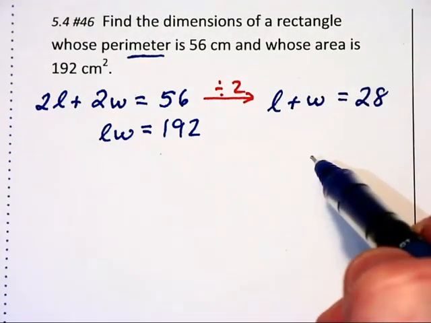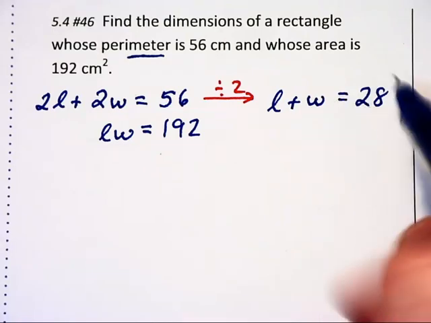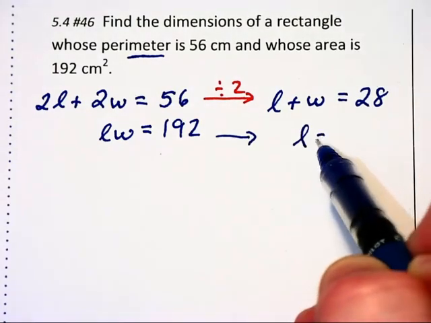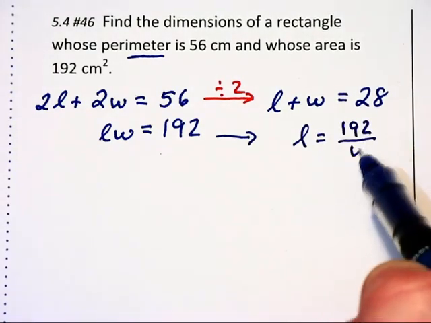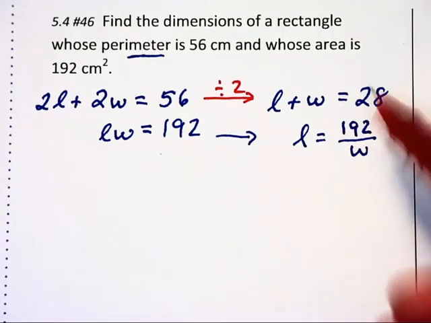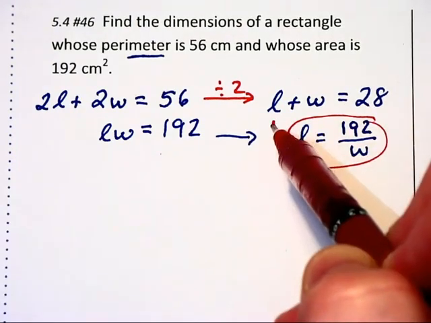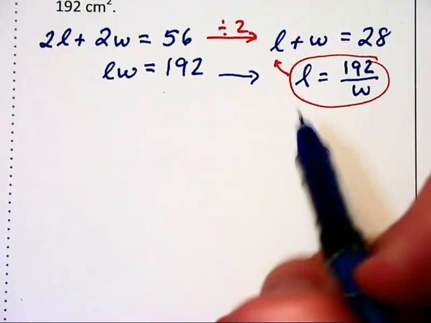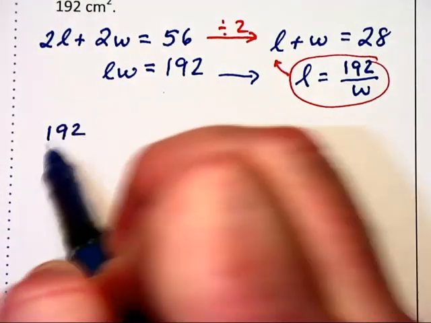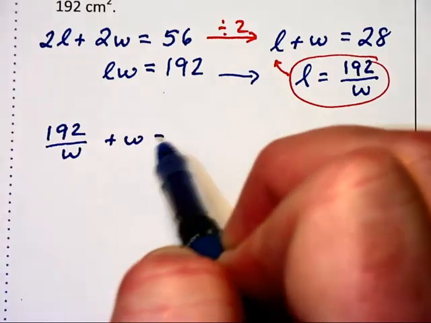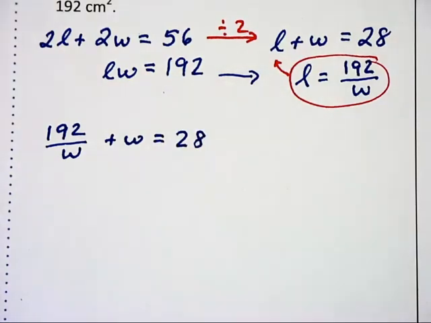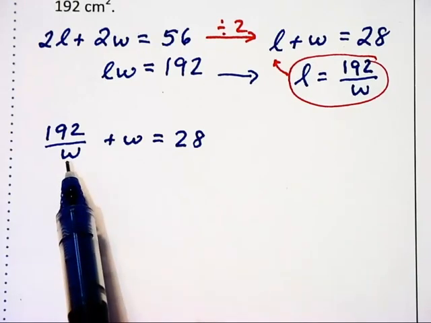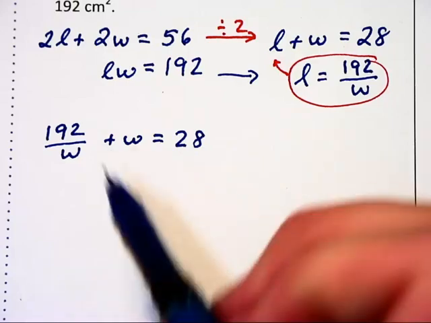And if I isolate the L in that second equation, I can rewrite that as L is equal to 192 over W. And I'm going to substitute that second equation into the first equation because standard elimination is not going to work. This will give us 192 over W plus W is equal to 28. Which we don't want to solve as is. We do notice that W can't be 0, but that wouldn't make sense in a rectangle problem anyways. So let's multiply through by W.